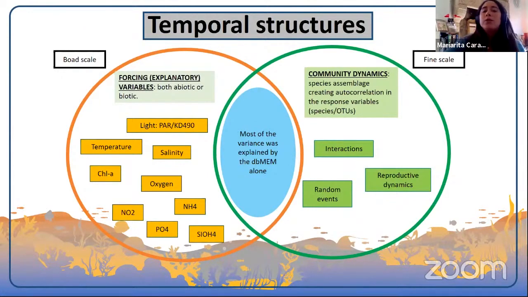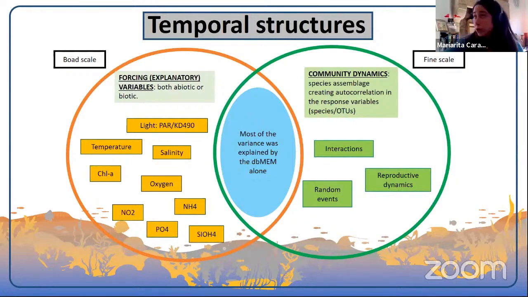Basically, all the dynamics that are created by the species themselves, by autogenic processes owned by the species, like, for example, interaction, reproductive dynamics, all other random events that can happen. And all of these community dynamics are able to explain the temporal patterns that happen at a finer scale, so at a smaller scale with respect to the other environmental parameters.